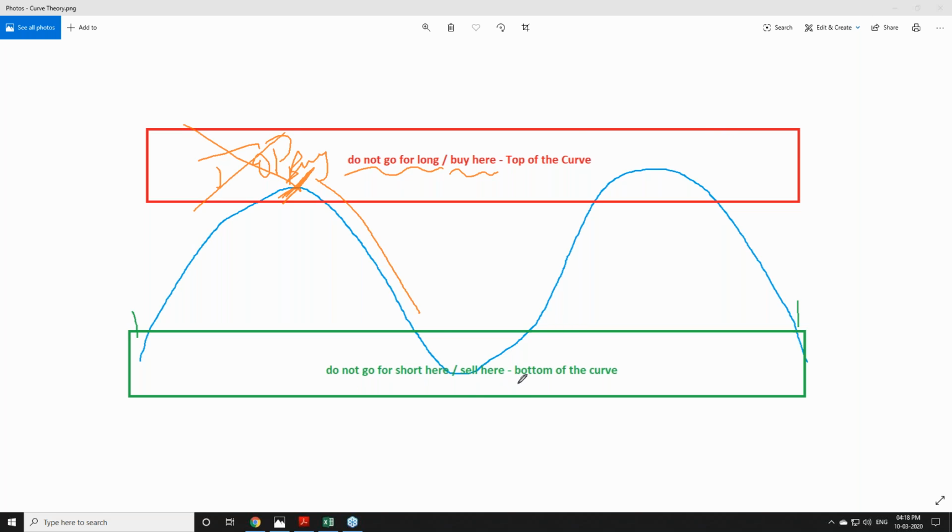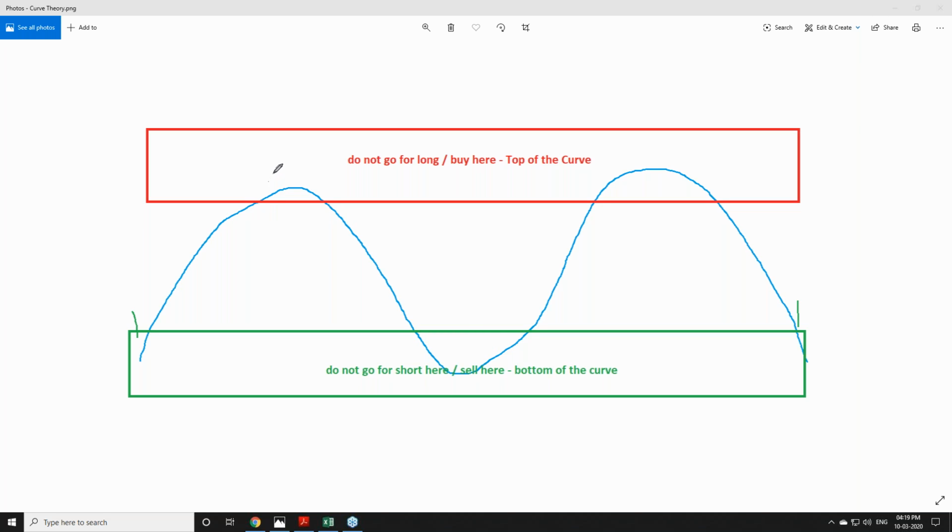Next, in the bottom of the curve, do not go for short selling, because don't sell here. It has already crashed from the top and come down, and it is at the utter bottom, trading at a cheap price. From here, the higher possibility is that the stock will move upside, so don't do short selling here. This is a very simple thing which we have to understand.